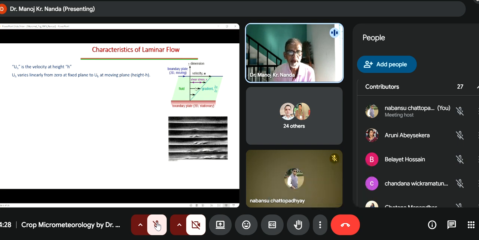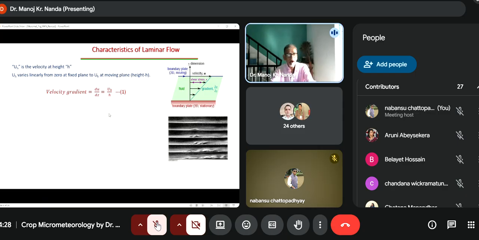So only the velocity field is changing. Near the surface, it is slow. Above the surface, it is faster. And that velocity is changing linearly. I mean to say du/dz is a linear function of height, a linear function of your maximum velocity. That means u/h, where u at height h, so u/h is your du/dz. So this is the velocity gradient.